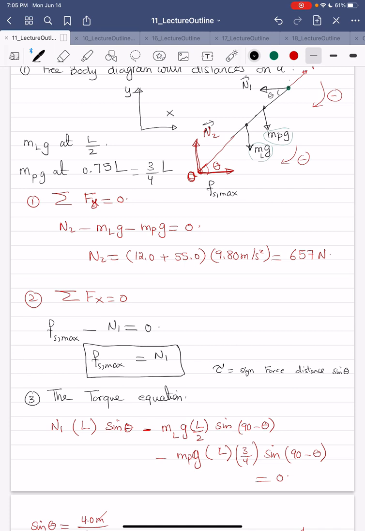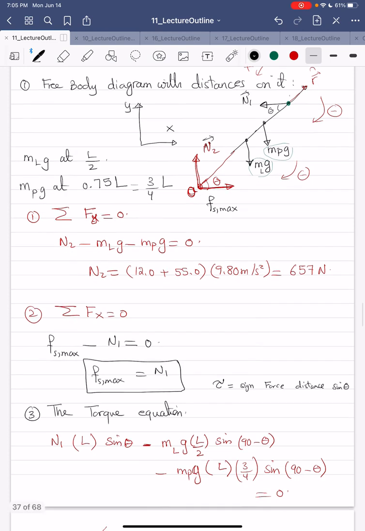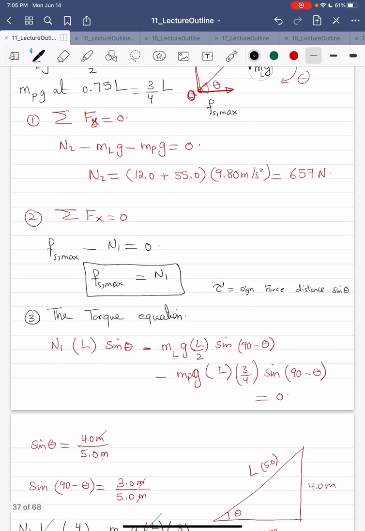Because remember, for the torque, in order to find the direction, you need to have your r unit vector this way, and then you bring r to the force. Then this is clockwise, so this is negative. And N1 is going to be positive. I did choose my O here so that N2 and Fs maximum don't have any torque, they're going to be 0. Now, also, I will say minus m_p g times 3 over 4 L sine of 90 minus theta.